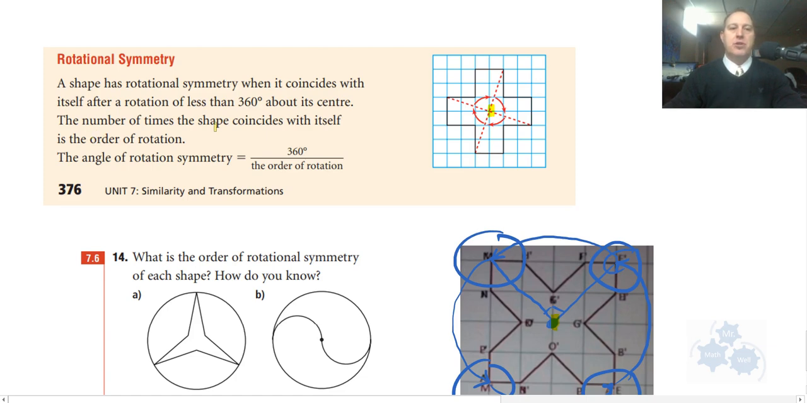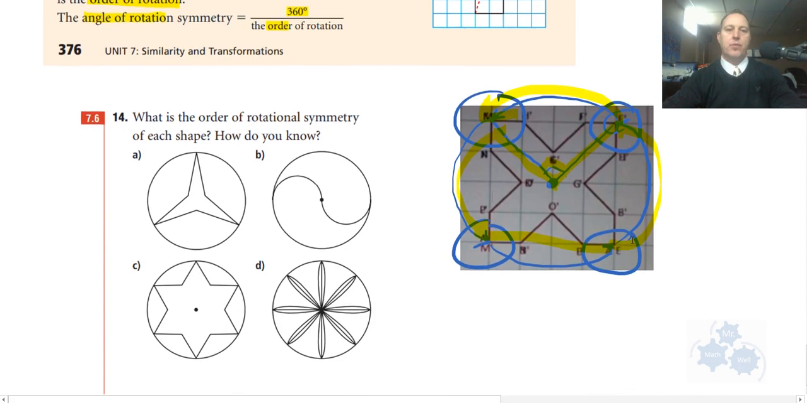The number of times the shape coincides with itself is the order of rotation. So this one would coincide with itself 1, 2, 3, and then 4, right? So that's an order of rotation of 4. And finally, the angle of rotation is 360 divided by the order. And of course, we said here that the angle of rotation was 90 for this one. And that's 360 divided by 4.